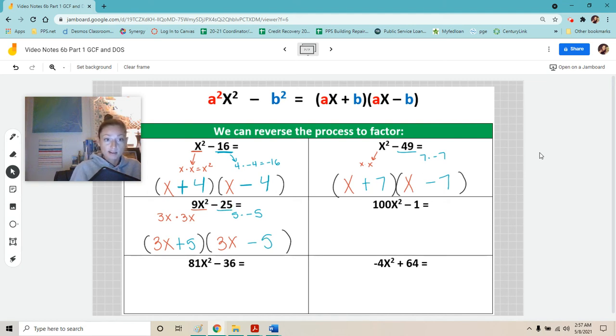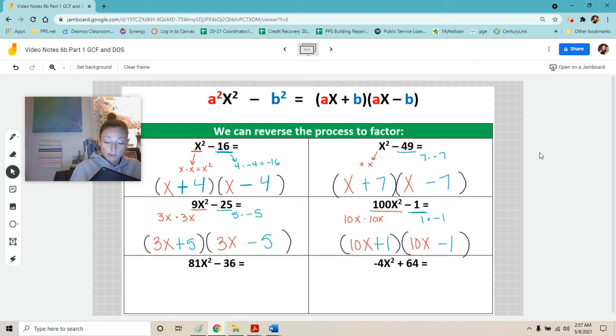Just a couple more on here, cruising on through. All right, so I have 100x squared. So 100, that would be 10 times 10. And then it's x squared, so it's going to be x times x. 10x times 10x. Then I have negative 1. That's going to be a positive 1 times a negative 1.